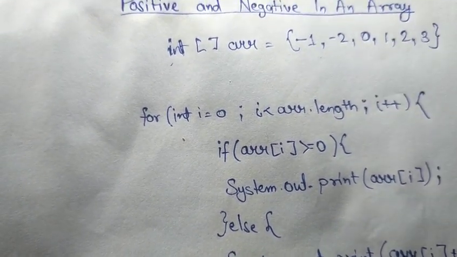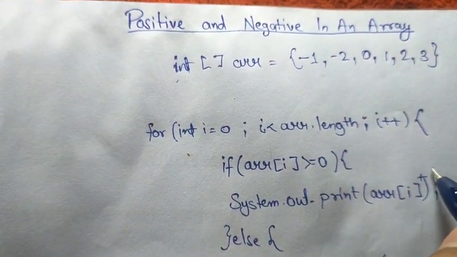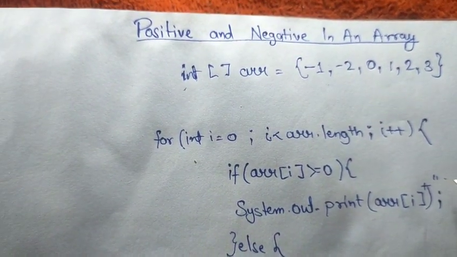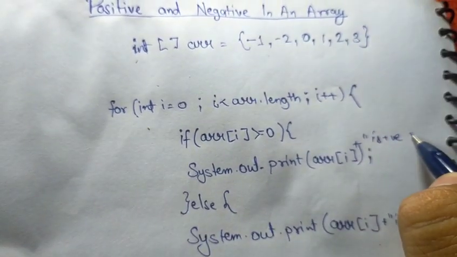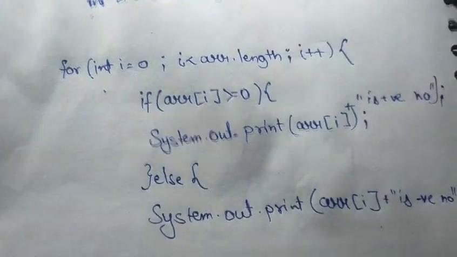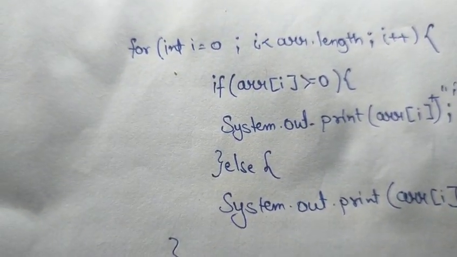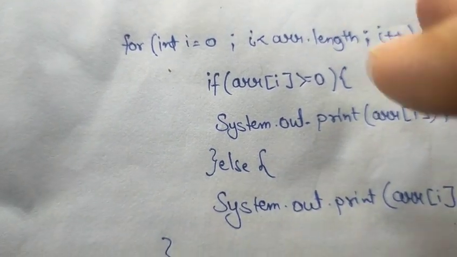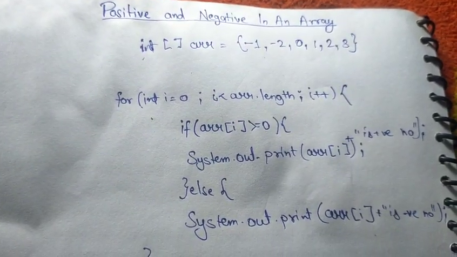Okay, in this if you want to add this, then here you can add "is positive number". Okay, only if you want to apply this. After that you can come out of your loop. So here's the code for printing the positive and negative elements present in an array.